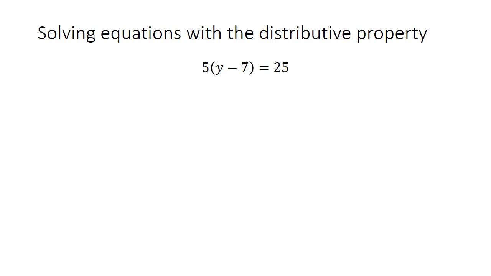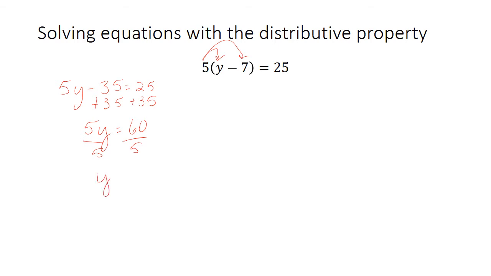So let's solve an equation using the distributive property. There's actually two ways you could do this. Most of the time what we would do is distribute our 5 to everything inside. So we would say 5y minus 35 is equal to 25. We add 35 to both sides, giving us 5y is equal to 60. Then we divide by our 5, giving us y is equal to 12. So that would be distributing before you solve.